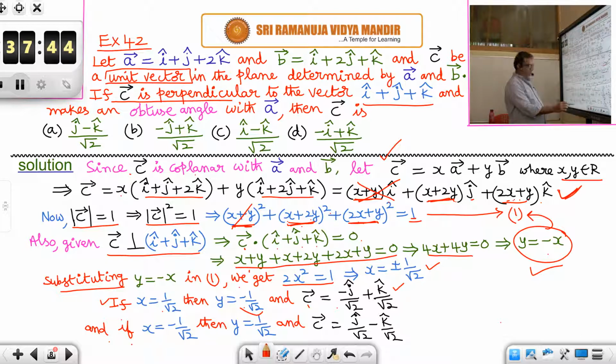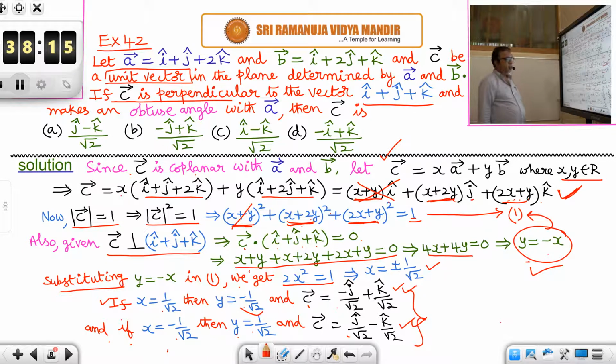And if x is equal to negative value, minus 1 by root 2, y will be plus 1 by root 2 because y is equal to minus x. And C bar will be now yj plus xk, that means 1 by root 2 j minus 1 by root 2 k. Just negative vectors only. For the first vector, the second vector is just the negative vector.